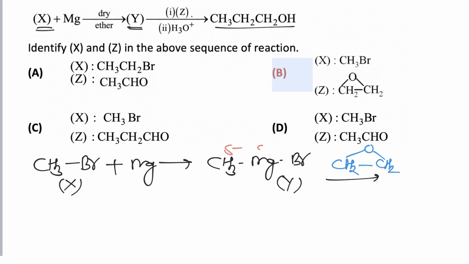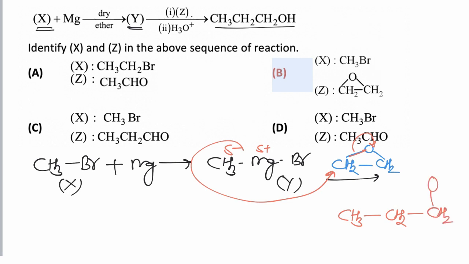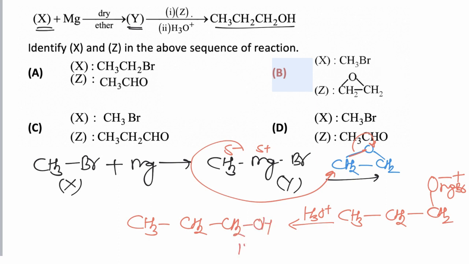CH3 negative will act as nucleophile and as nucleophile donate pair of electron, carbon oxygen electrons are shifted towards oxygen. So CH3, CH2, CH2, O negative is formed, O negative MgBr salt is formed. Now treating this compound with acidic water will finally produce CH3, CH2, CH2OH. So 1 degree alcohol is formed as a product and hence correct answer is B.